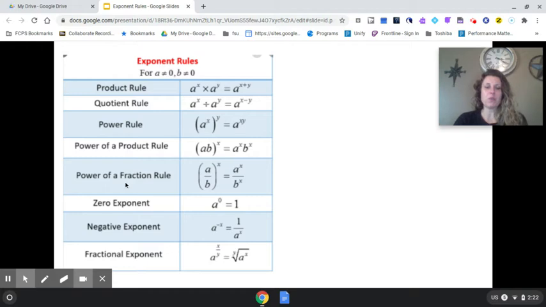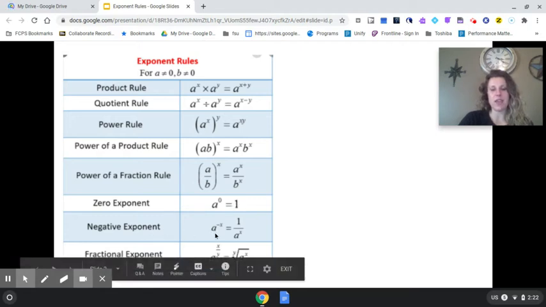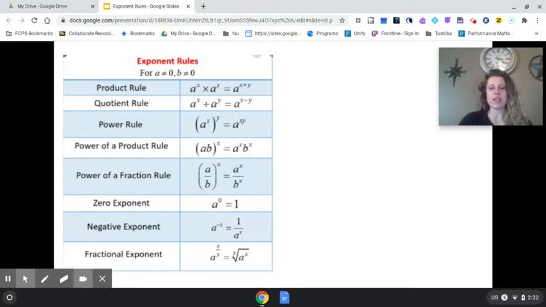The power of a fraction rule behaves very similarly. You can distribute the power to the numerator and also the denominator. So a divided by b raised to the x power is the same as a to the x divided by b to the x. The zero exponent rule says that anything raised to the zero power is equal to 1. The negative exponent rule says that a raised to the negative x power is equal to 1 over a to the x power. And then the last one is the fractional exponent rule.